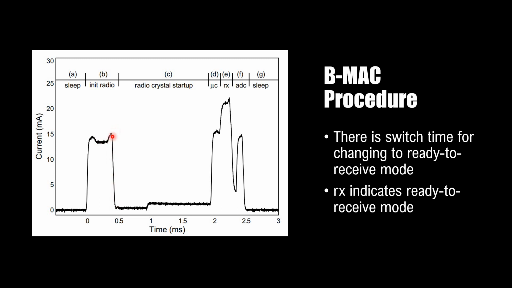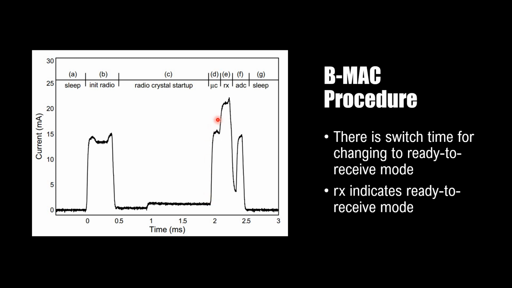Afterwards, when it initializes the radio, it is still not receiving any packet. So this current change is due to the internal mechanism of the node itself. This is the part where it's initializing the radio, and then it starts to stabilize the crystal. After stabilization is done, as you can see here, it raises a bit, so it's still not stabilized, and after it's stabilized, then it is ready to move into ready to receive mode.